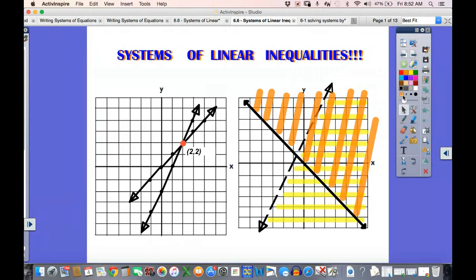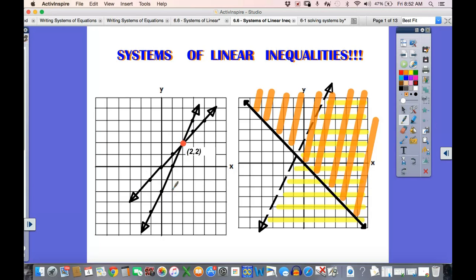All right, today we will be dealing with systems of linear inequalities. So, just to review, systems of linear equations. We use the word system because we have more than one. And so, if we looked at this system of linear equations, we see that we have the two lines and they intersect at (2, 2).